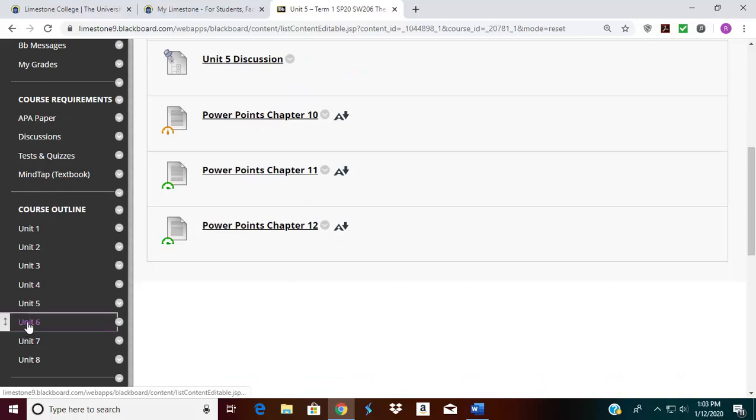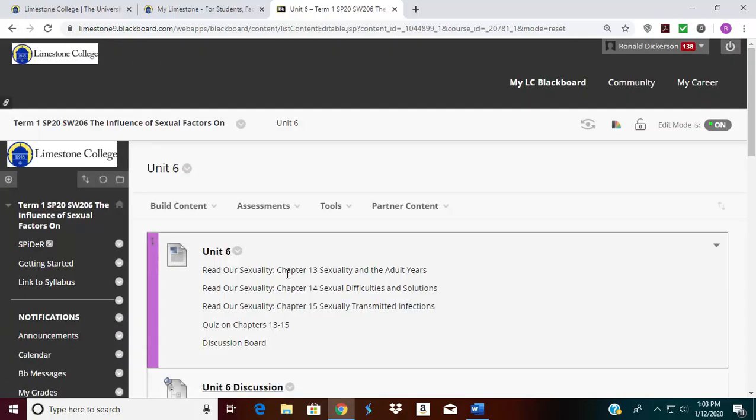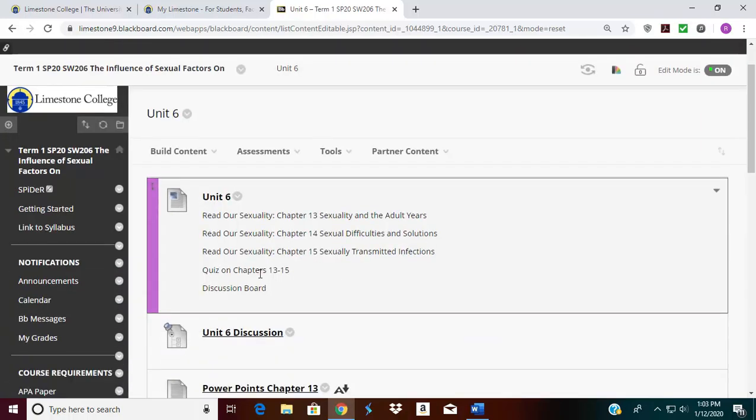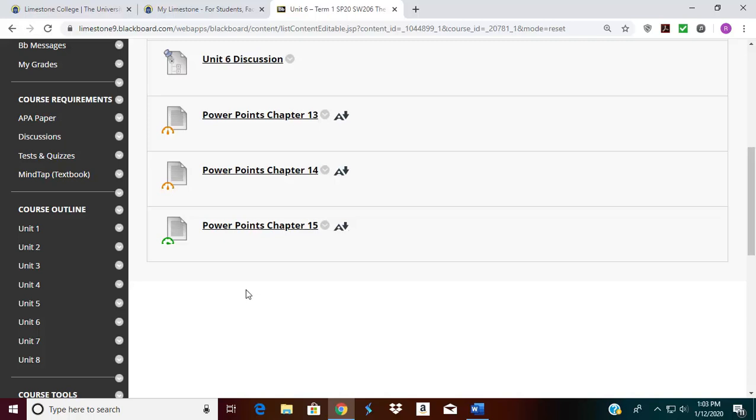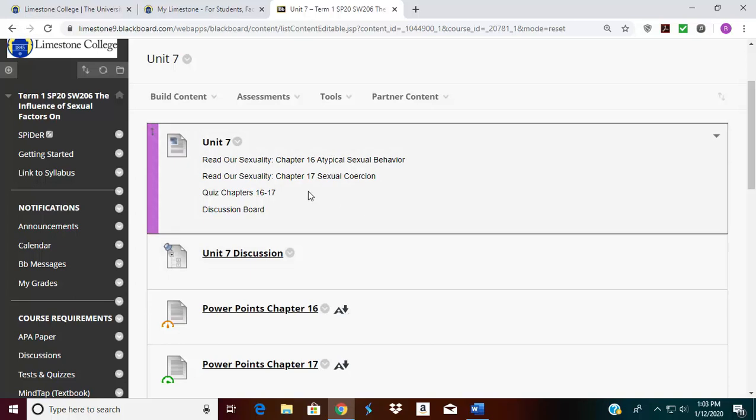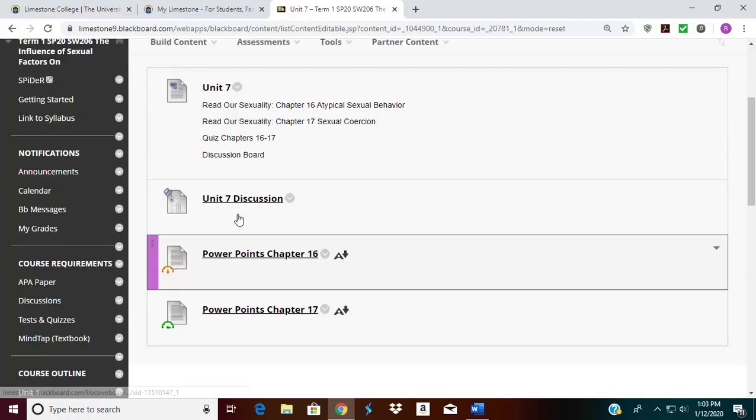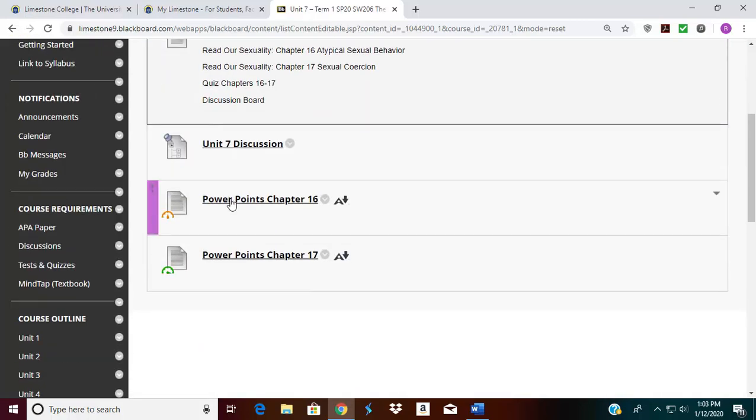As we look at Unit 6, you'll see that you have chapters 13, 14, and 15. You have a quiz for chapter 13 through 15, and then you have a discussion board post to which you need to respond. As we look at Unit 7, you can see that you have to read chapters 16 and 17. You also have a quiz you have to complete by the closing date, and then you have a discussion board posting that you have to respond to.